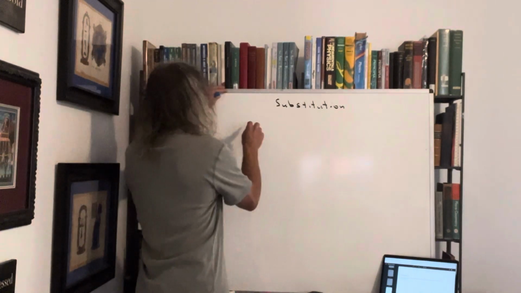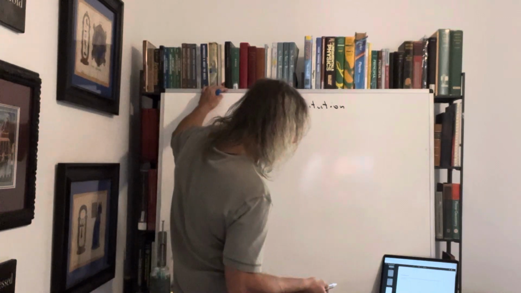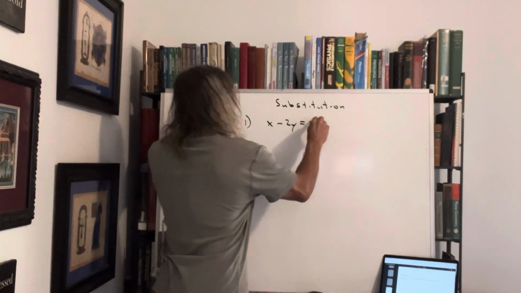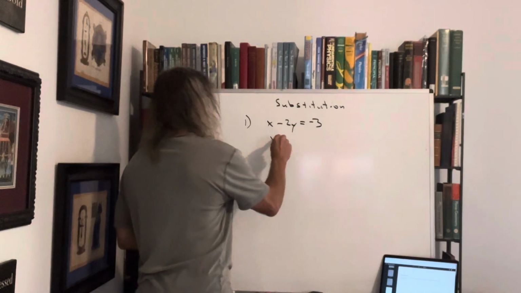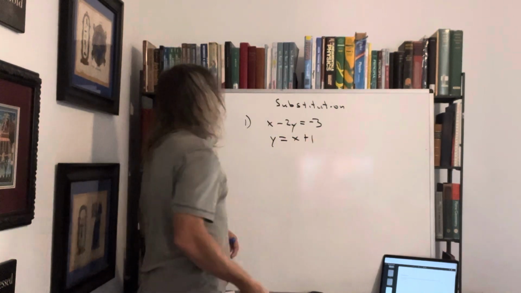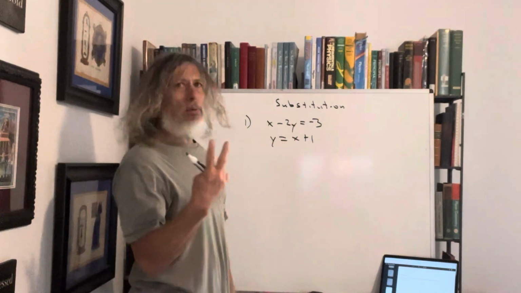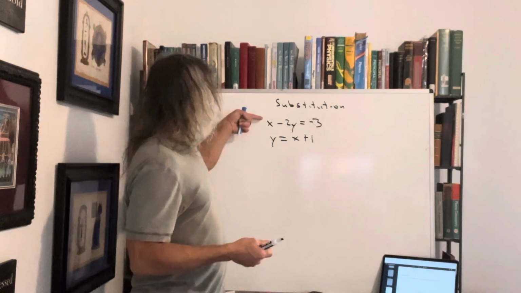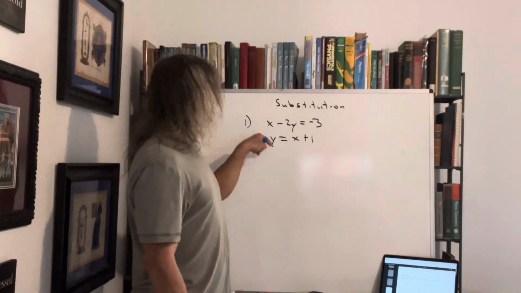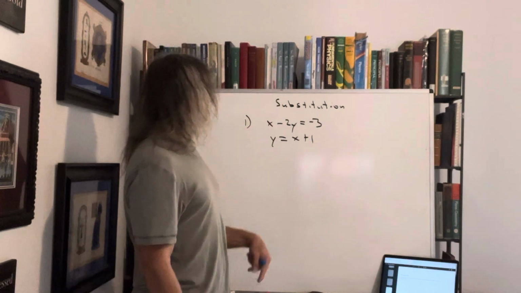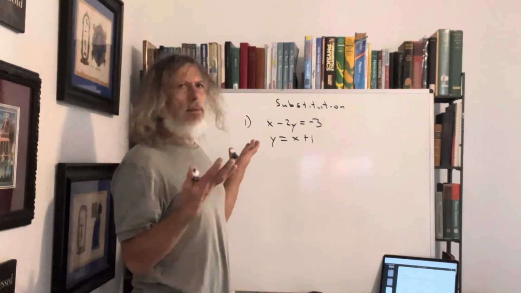here's the system, example 1, x minus 2y equals -3, and y is x plus 1. Okay, two equations, one equal sign and another one, with two letters, x and y. One equation, another equation. Two variables, two letters, x and y. And it's hard to figure out exactly what the solution is.